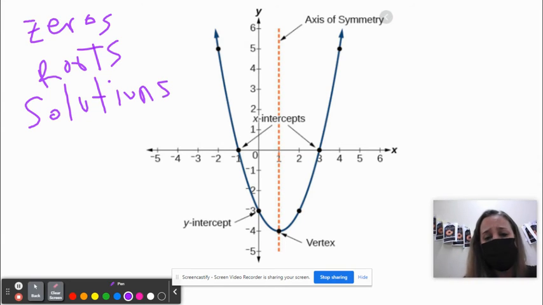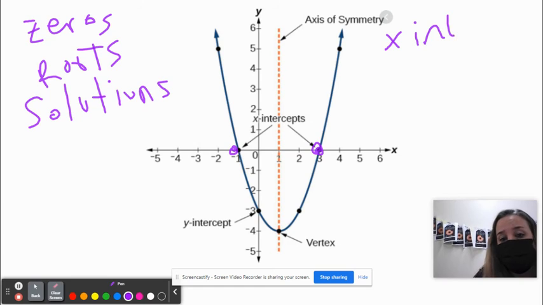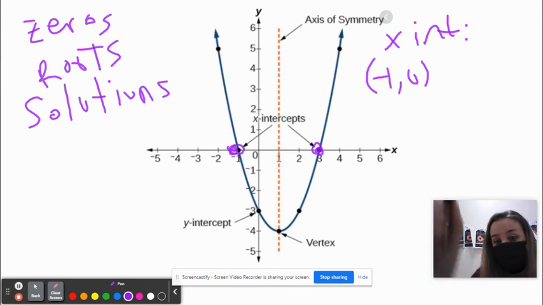So, x-intercepts, right? You have your x-axis that runs horizontally. So we have an x-intercept here and an x-intercept here. But remember, those are coordinate points. So when you're talking about the x-intercepts, there's two of them. And in this case, this point here would be (-1, 0), right? You go back 1 in the x direction, nowhere in the y direction.